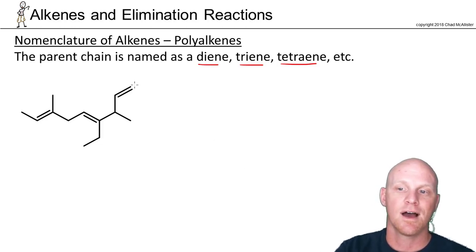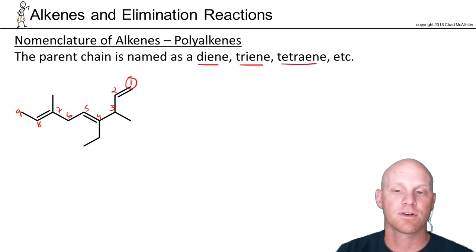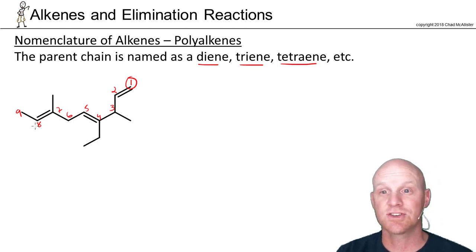So in this case, we can see that our longest chain here would be 1, 2, 3, 4, 5, 6, 7, 8, and 9. That contains all the alkenes, and I numbered it right to left here. That way the first alkene I encounter would be at position 1. Had we gone the other way, the first alkene we encountered wouldn't have been until position 2.